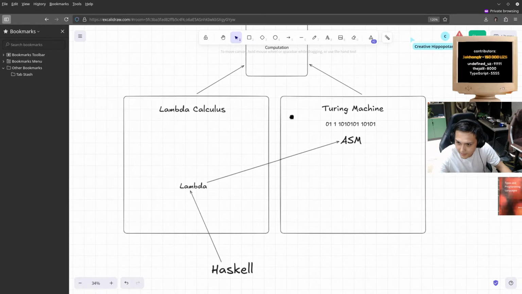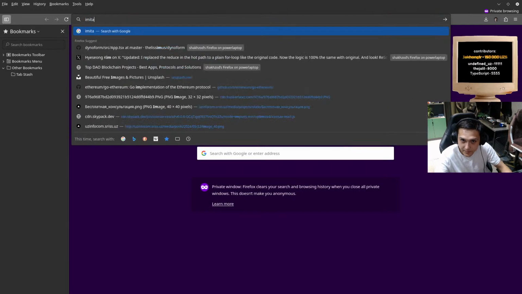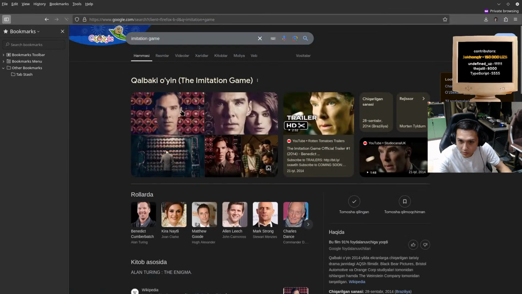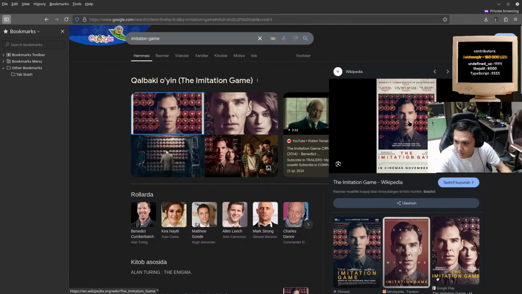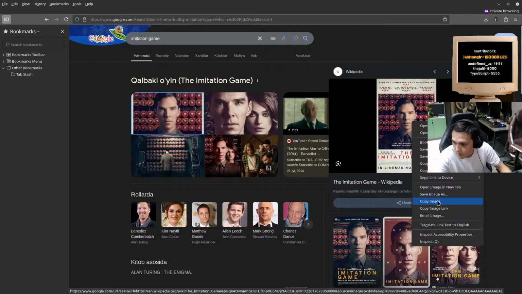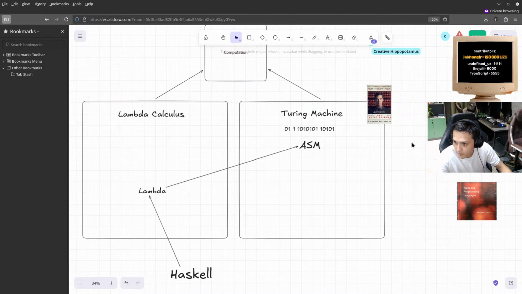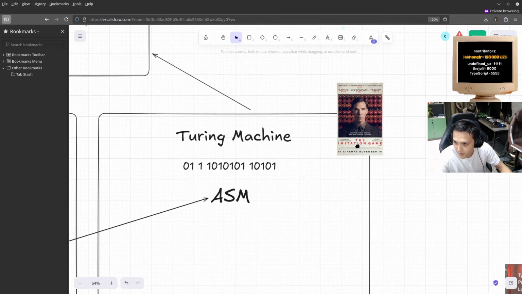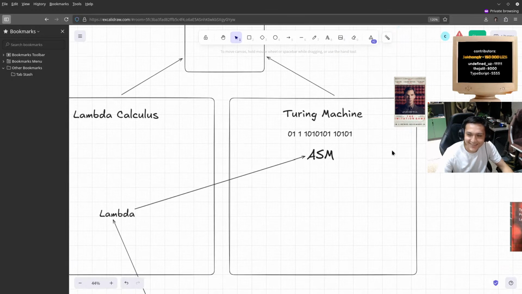Urushda Enigma degan hack qilish kinosi bor. Ha, Imitation Game bor. Juda zo'r kino. Benedict Cumberbatch. Rasmini ham kopiya qilib qo'yaylik. Alan Turing. Shu payti urushda boshqa narsa qilaman deb adashib kompyuter yaratib qo'ygan. Biz Minecraft o'ynashimiz uchun. Shunaqa.